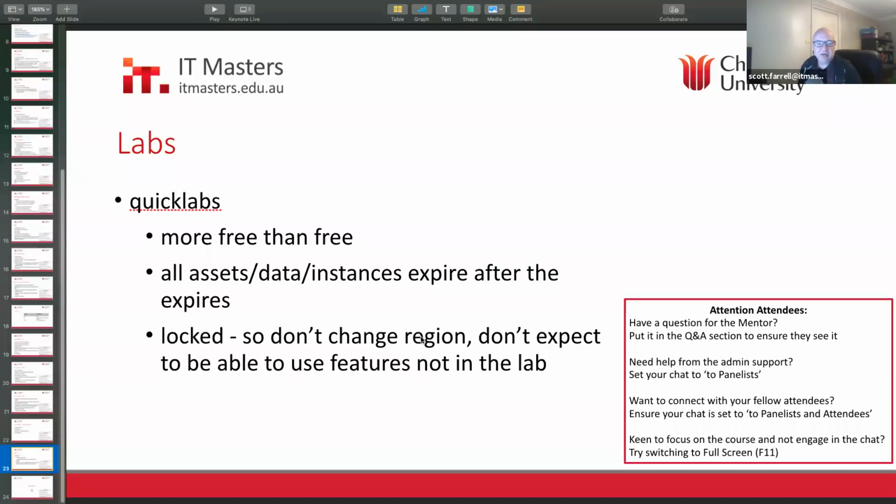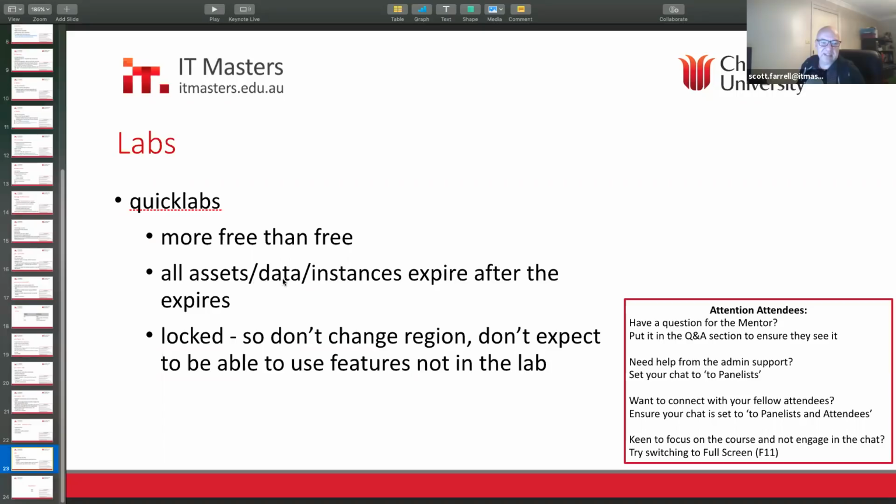So don't go and change the region. Don't think, oh, I want to put my folder in Sydney and drop it down from US East 1 to AP Southeast 3 or whatever, because it might not work. And if you do find that you don't have access, it's probably because you changed the region or something like that. And don't expect, if you've launched an S3 lab, to be able to go and start EC2 instances, because they've sort of given you the account to use for the lab, and you're not supposed to be using it for too many other things.